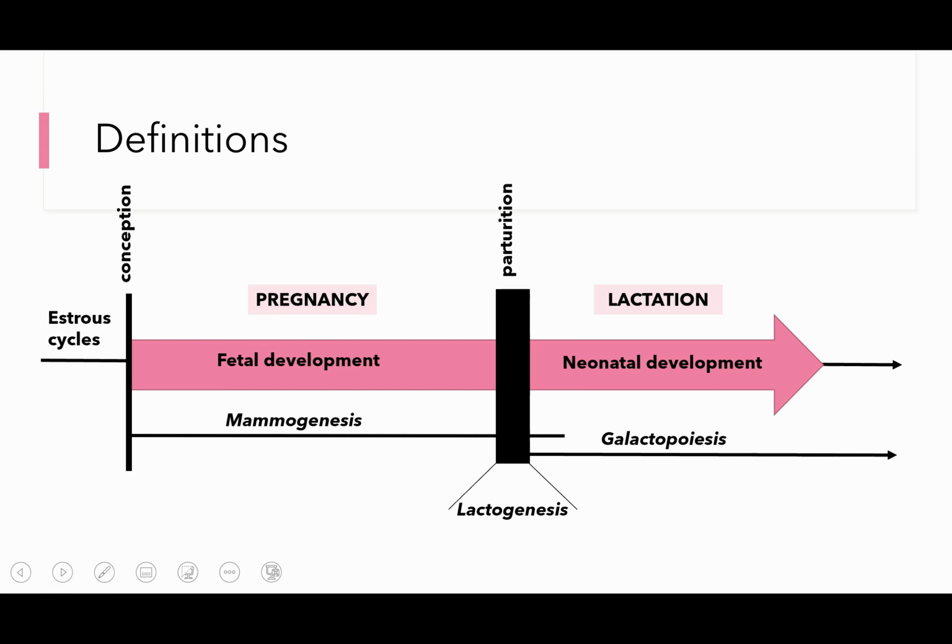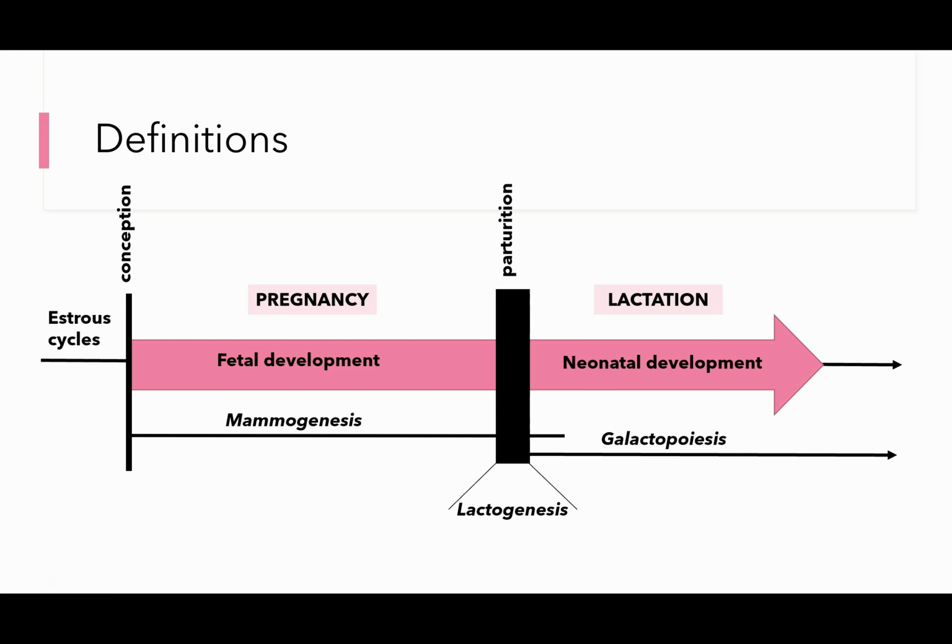If we want to look at those definitions related to a timeline associated with pregnancy and lactation overall, if we look on the left, we can see here we're just referring to a period when the animal, after it reaches puberty, becomes cyclic, goes through estrous cycles. Once an effective mating and fertilization occurs, the dark line we can refer to as conception. From conception to parturition, there's fetal development, which is the timing of pregnancy in a dam.